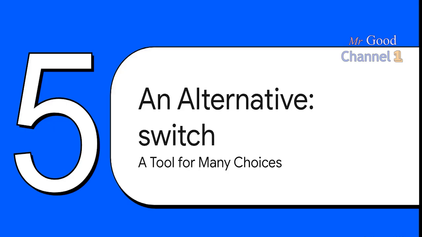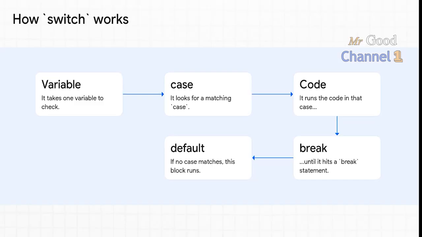Now that if-else chain is going to be your workhorse. You'll use it all the time. But there is another tool that for certain specific situations can be a lot cleaner. It's called a switch statement, and it's perfect for when you have one single variable that could be one of several different specific values. The way it works is pretty simple. You give the switch a variable you want it to look at. It then jumps down the list of possible cases until it finds a match. Once it finds one, it starts running the code inside.